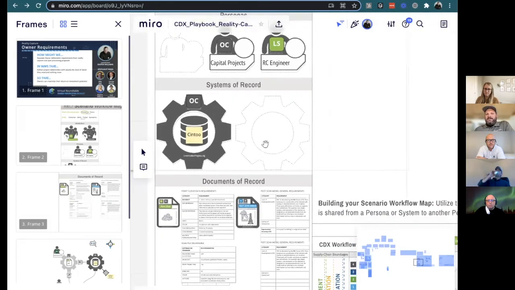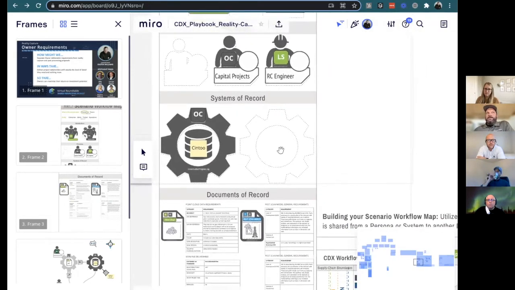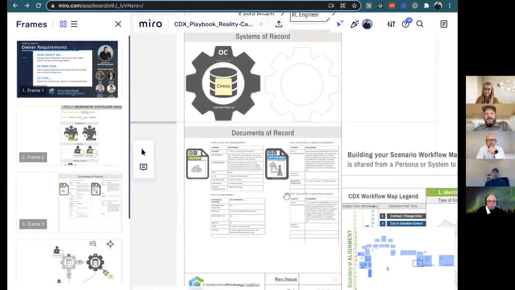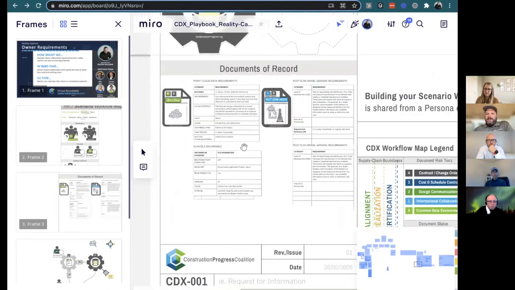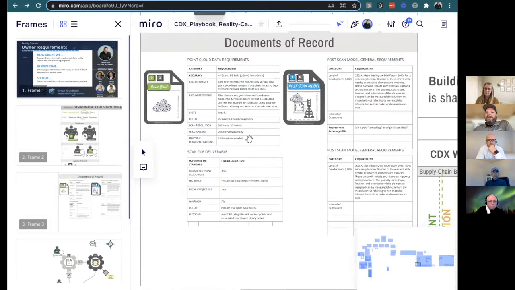System of record here on the left-hand side, so far we've only identified that SIN2 is the system of record for Owens Corning, and then the documents of record, we're referring to those as. Owens was also gracious enough to share all these requirements, and we can go into these in more detail, but basically a specification for what they expect from their reality capture services consultant to provide and how they provide it.